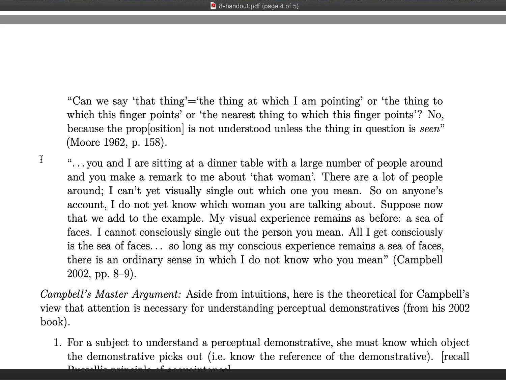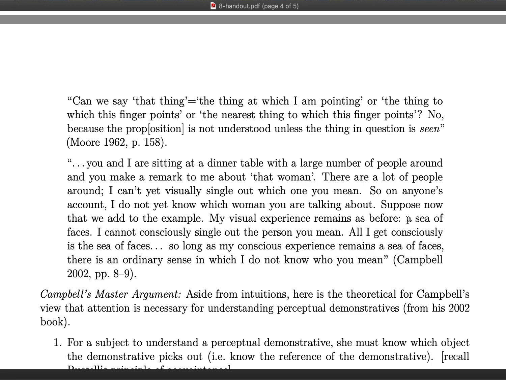So the idea is that we're sitting at a dinner table, and there are many different people around us. And you say to me something about that woman. You use the demonstrative, that woman. Now, intuitively, in order for me to understand what you're saying, I have to visually single out from among all these people in front of us the woman that you're talking about.